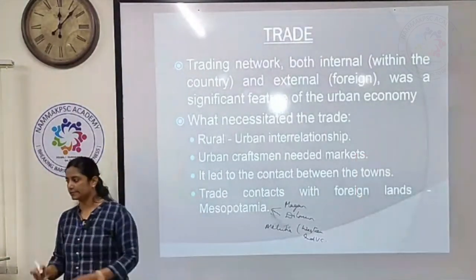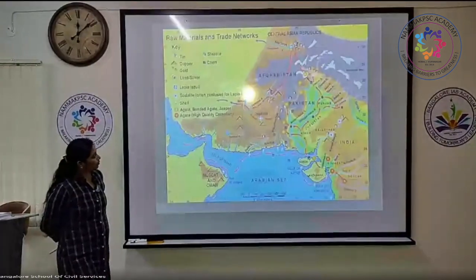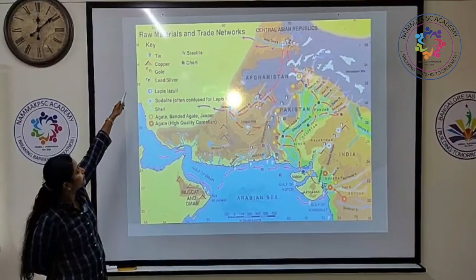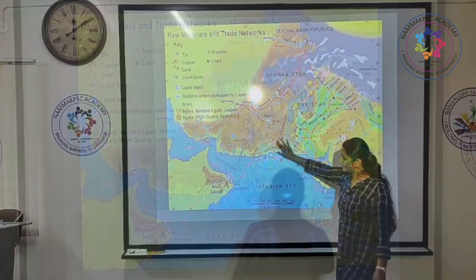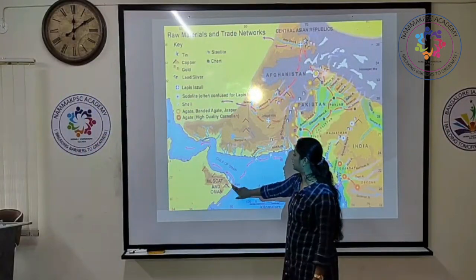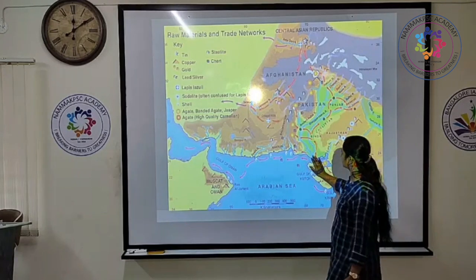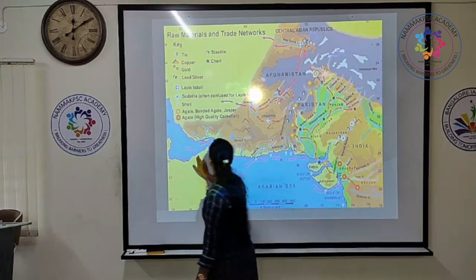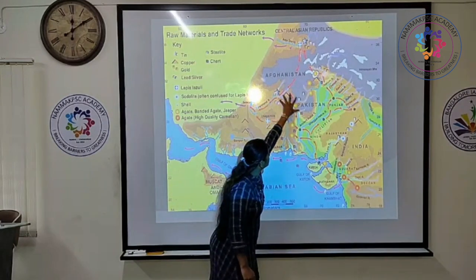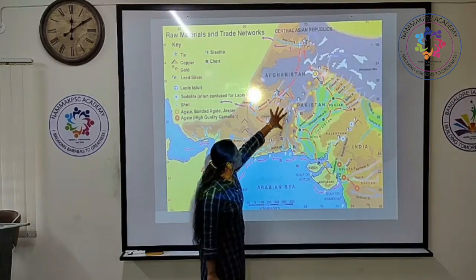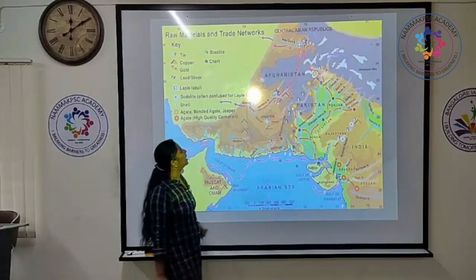These are the trade routes and the materials that they traded. Look at this. This is Oman. Here you see Magan. And then this is your Dilmun. And here you will see your Meluha. This part is called Meluha, the northwest, the western part of your IVC.